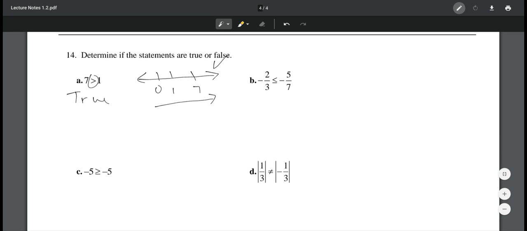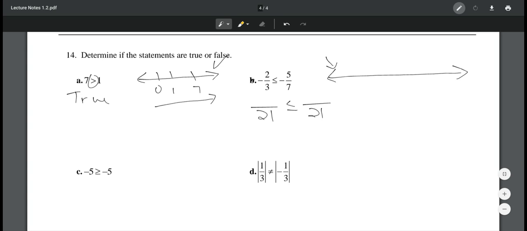All right. Now, in part B, I have 2 negative numbers. And I am also using this symbol. So I want to know if the first number is smaller than or equal to the second number. Well, the best way to do this is to change them so that both denominators are exactly the same, and then you look at the numerators. So all I'm going to do is multiply my denominators. 3 times 7 gives me 21. So I'm going to change both of these fractions to have a denominator of 21.